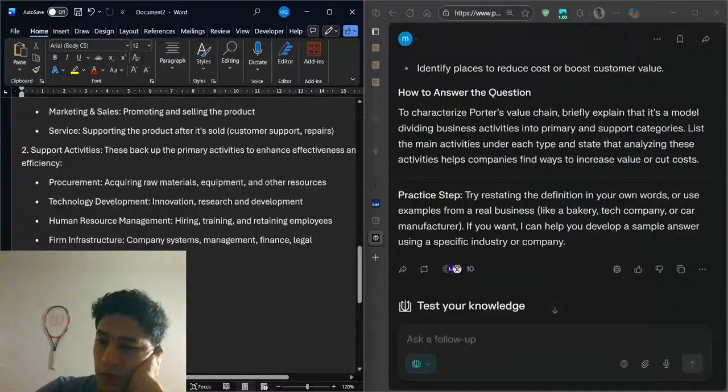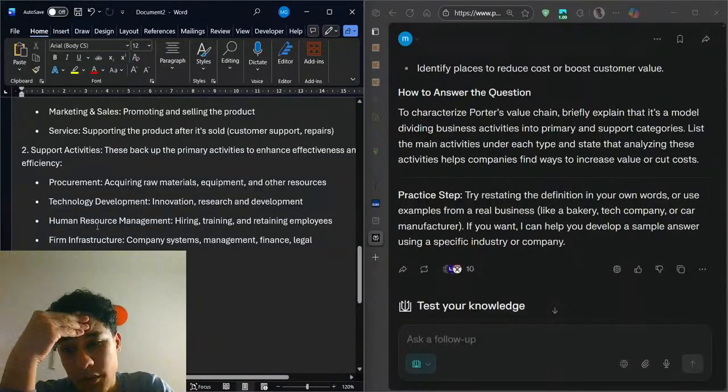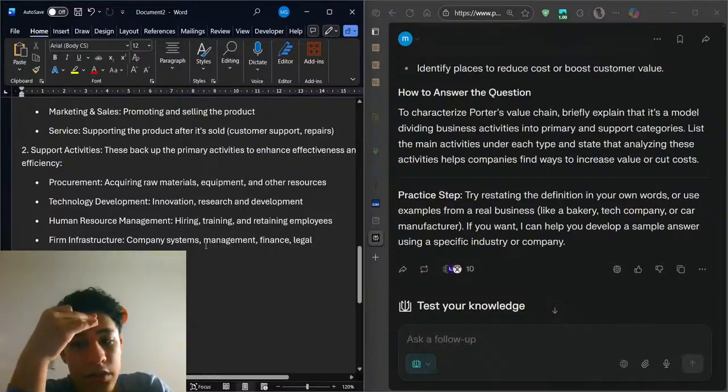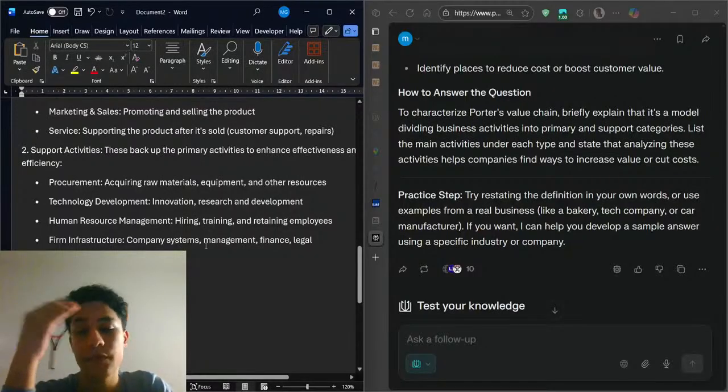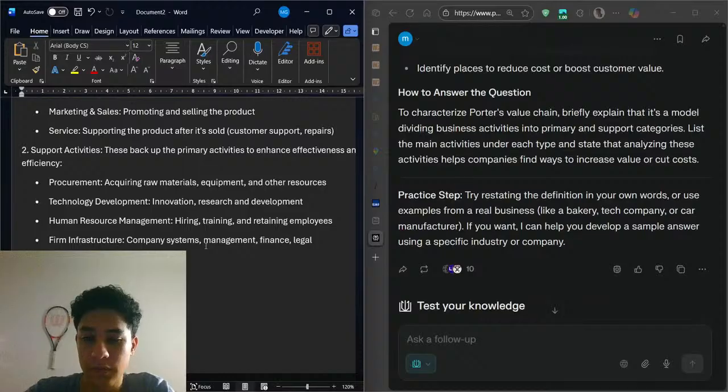But the support activities back up the primary activities to enhance effectiveness and efficiency. Procurement: acquiring raw materials, equipment, and other resources. Technology development: innovation, research and development. Human resource management: hiring, training, and retaining employees. Firm infrastructure: company systems, management, finance, legal.